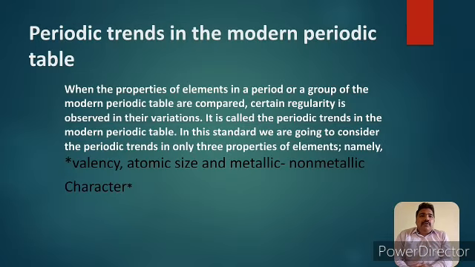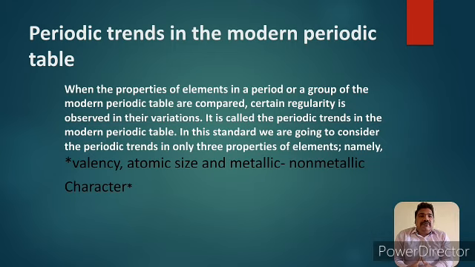Periodic trends in the modern periodic table. Next topic. When the periodic table consists of periods and groups, the properties of elements in the periods and groups of the modern periodic table are compared. A certain regularity is observed in their variation. It is called the periodic trends in the modern periodic table.